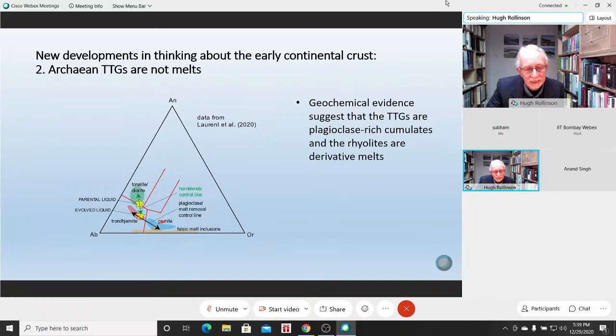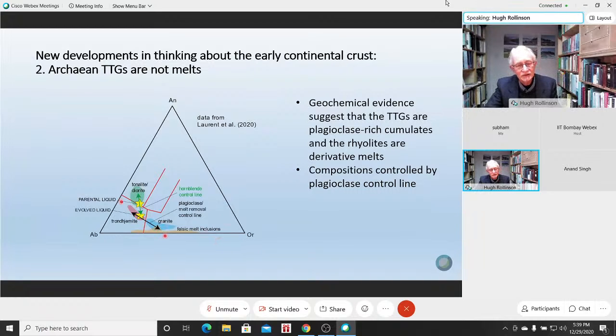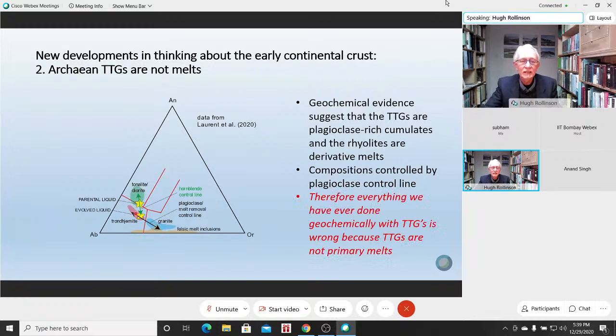So what we're saying is that the TTGs that we're looking at in the Stolzberg pluton are the product of fractional crystallization. They're derivative melts, and from them has been removed a rhyolitic melt. And the compositions that these melts show are controlled by what I've called a plagioclase control line, which is shown by this black arrow here.